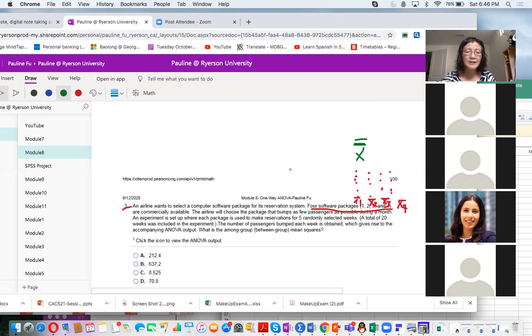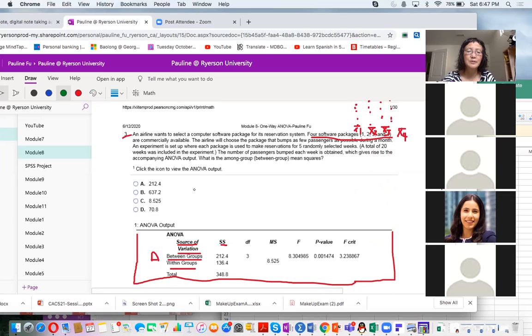Okay, so what is SSA? Oh, where is my question? Oh, it is here. Maybe I will write here. So this number, did you see 212.4? This number is called SSA, see this A, among groups. This 212.4 is the sum of squares among groups.